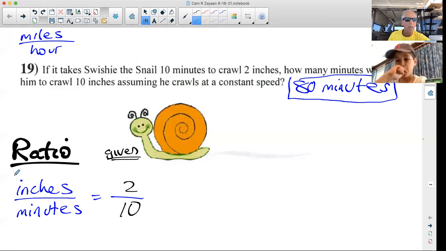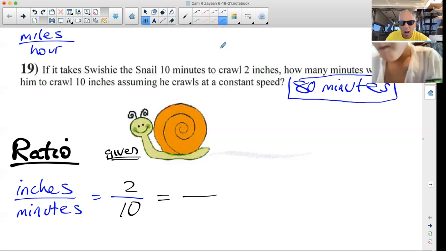So write that down. You should have the ratio of inches to minutes equals the given information, which is 2 inches every 10 minutes. And now, hey, that's a fraction. That's a fraction. It is a fraction. That's what I love. But wait a minute.